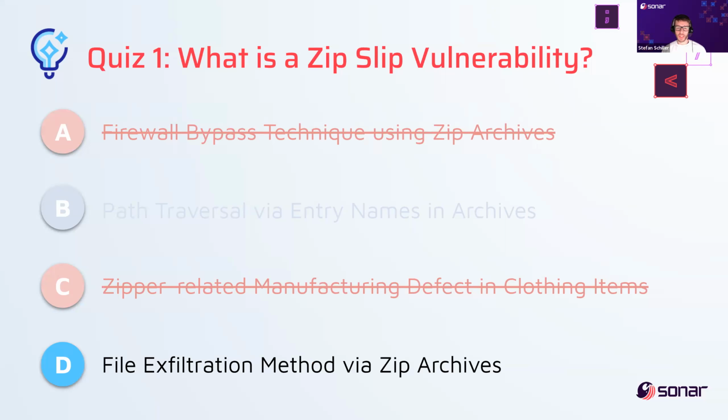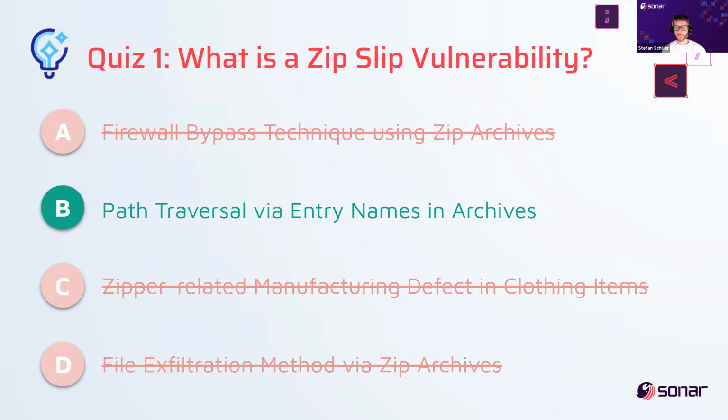Answer D is about data exfiltration. Again, this is not what we are facing here. Answer D is also incorrect. This leaves us with the correct answer B. A zip slip vulnerability is a specific kind of path traversal vulnerability caused by unsanitized entry names in an archive. So let's see the results. I share them now.